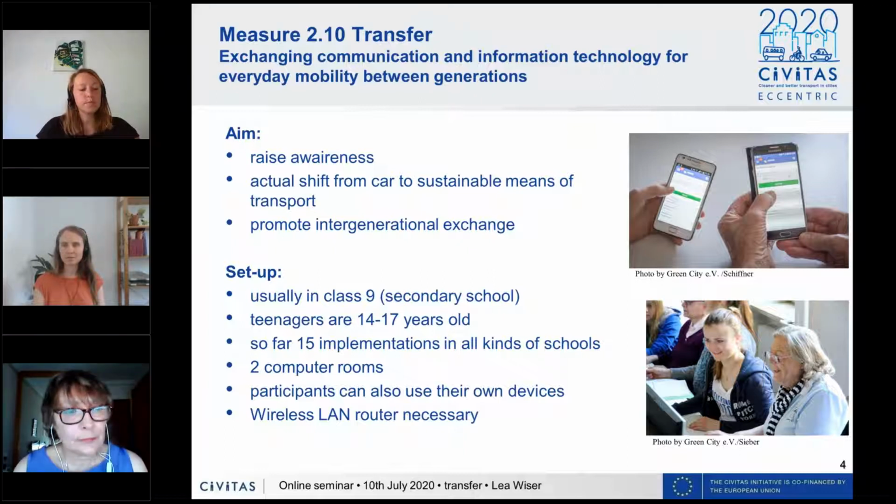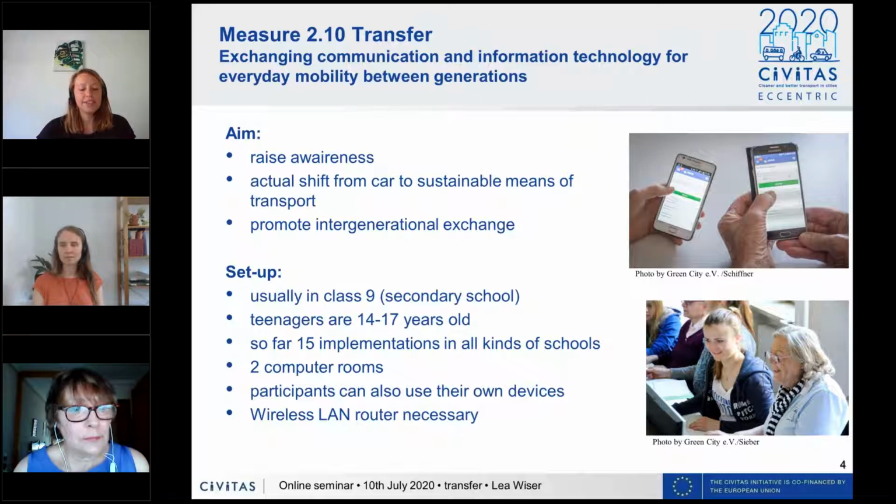So usually we do the project in class 9. In Germany, we have 4 years in primary school, and then it would be the 5th year in secondary school. So we call it class 9. And the teenagers are between 14 and 17 years old. And the senior citizens can use their own devices. So many of them brought their laptops, their tablets, smartphones, but we also have computers in school, and they can just choose whatever they want to use.